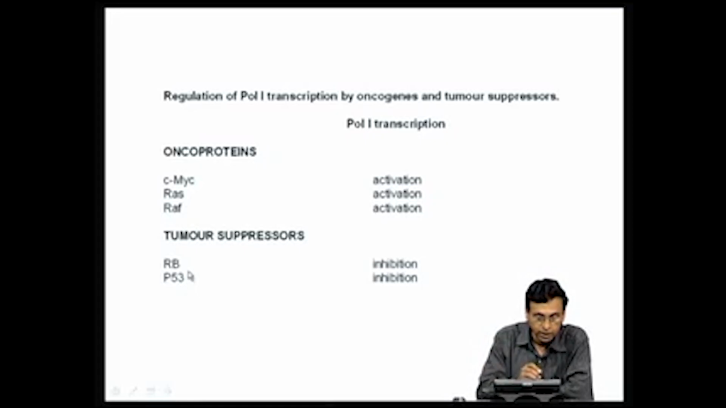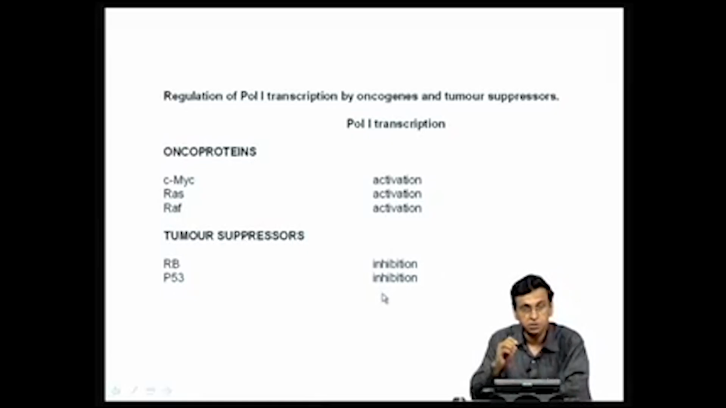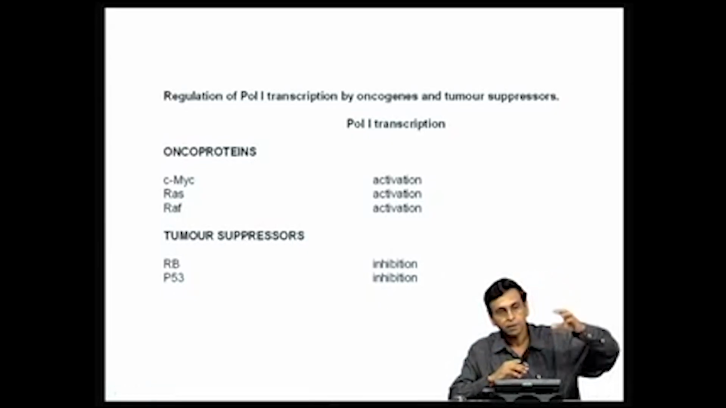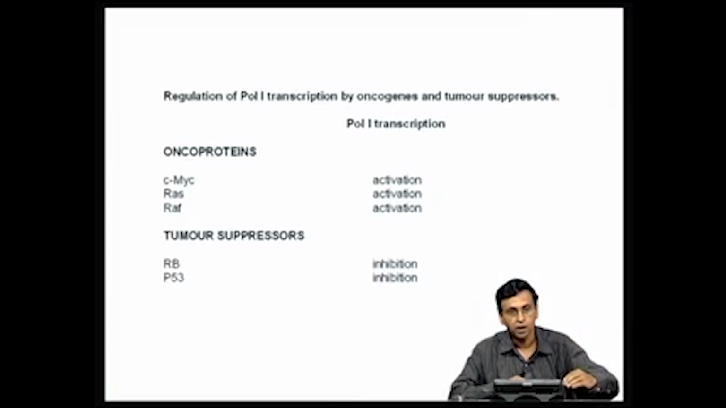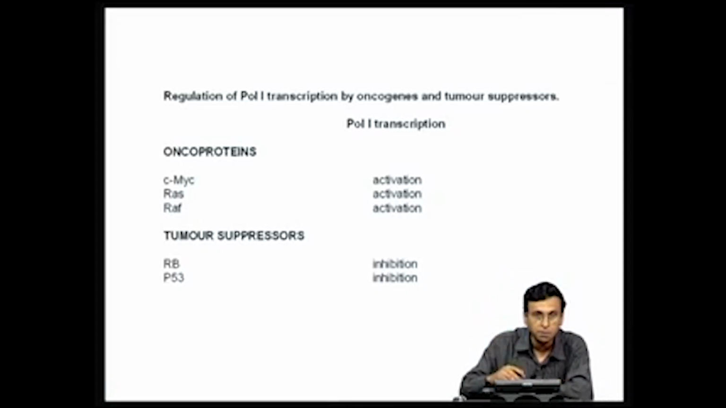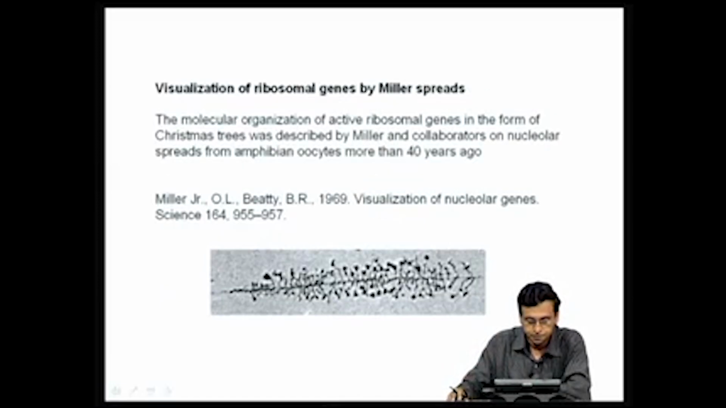and people have found that proteins such as c-MYC, RAS and RAF, which are oncoproteins, all activate Pol I transcription, whereas transcription factors like RB and P53, which act as brakes that inhibit cell proliferation, inhibit Pol I transcription. So, there is a direct correlation: proteins which cause cancer activate Pol I transcription, while proteins which inhibit cell proliferation or act as tumor suppressors seem to inhibit RNA transcription, indicating a very good correlation between cancer phenotype and the level of RNA transcription.